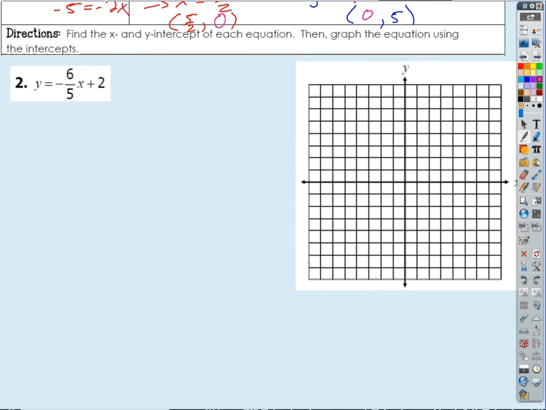In this case right here, we probably wouldn't do it that way. We would use the y-intercept and a slope triangle. That's almost easier. Does that make sense? But we could. I just want to show you that we could.